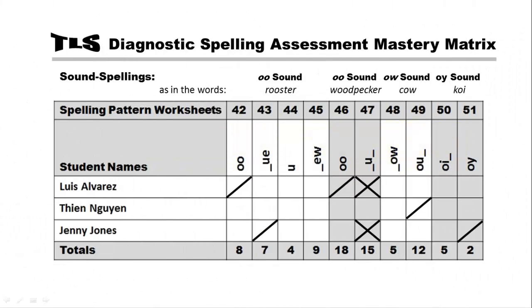Then collect and correct the formative dictation assessment on the spelling pattern worksheets, changing the slash to an X on the TLS Diagnostic Spelling Assessment Mastery Matrix for each student who has mastered the formative assessment. Mastery criteria is determined by the teacher. Most reading specialists recommend the level of 80% correct. Students who fail to master the spelling pattern should move on to the next spelling pattern and repeat that spelling pattern worksheet only after all spelling patterns have been remediated.